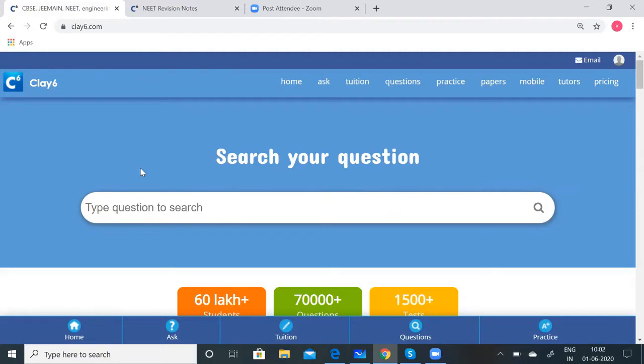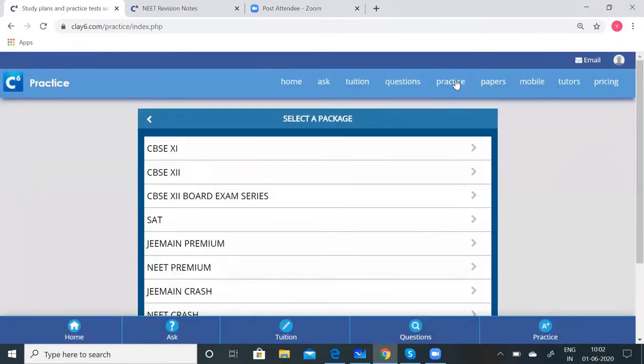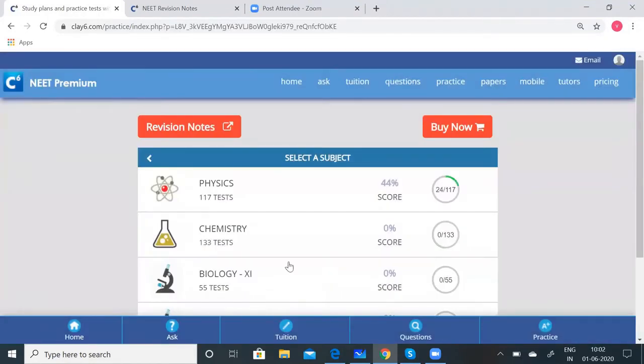Before that, let us quickly go through how to access this Clay6 page. First of all, go to clay6.com. Click on that. This is our home page. Go to the practice session. You can select the package, NEET Premium. There you can see the revision notes. Click on that.